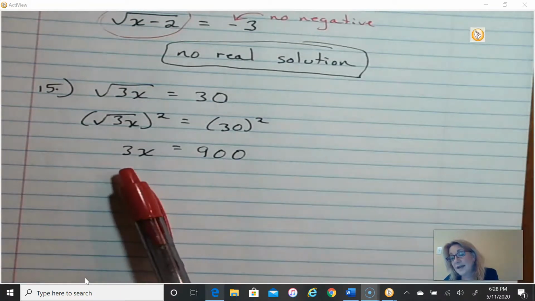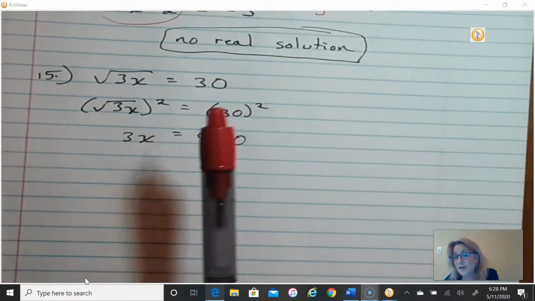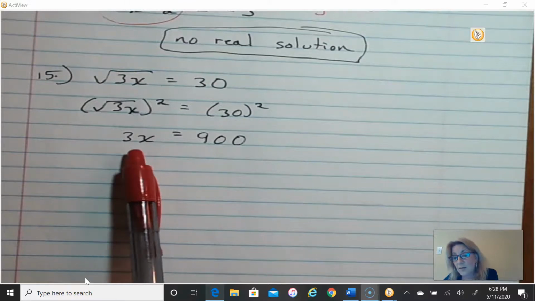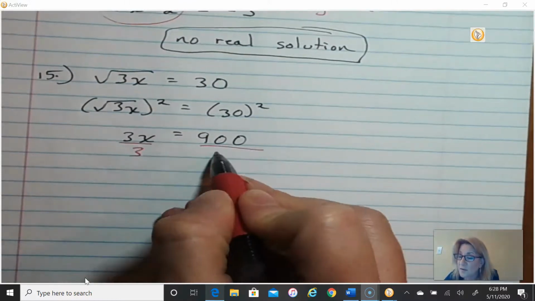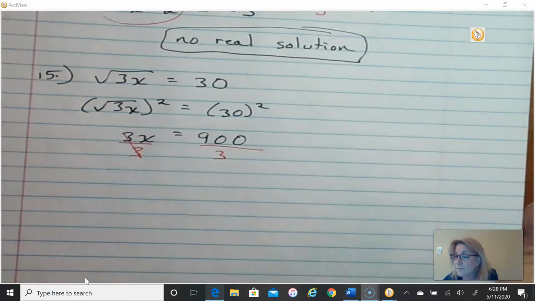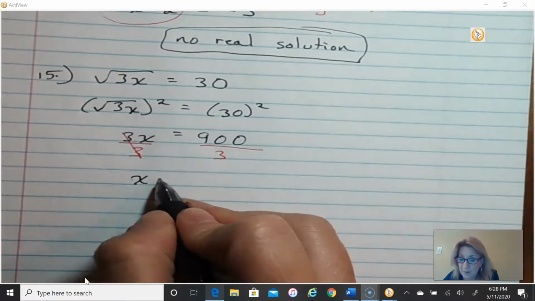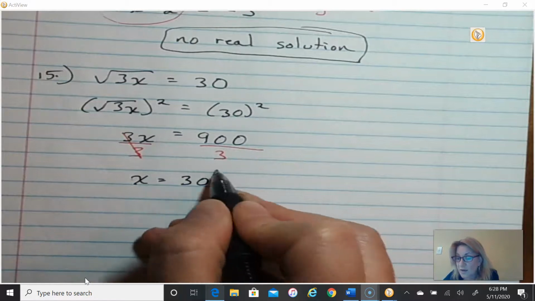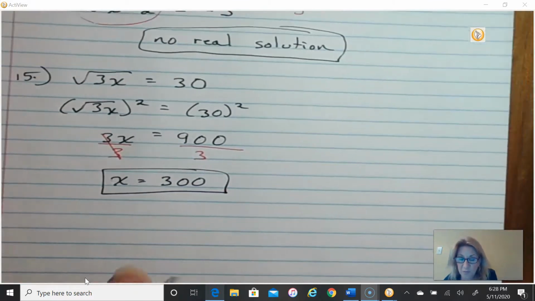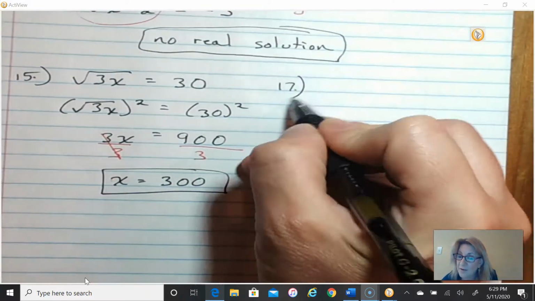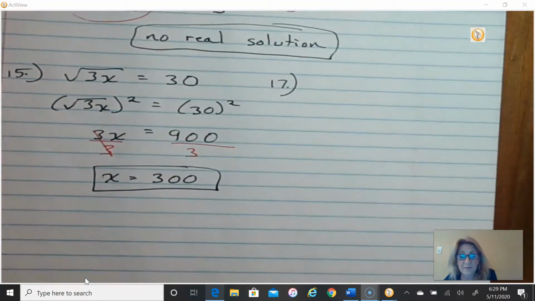Okay, I need to get that x all by itself, so I need to get rid of the 3. Since the 3 and the x are multiplying, we do the opposite, which is division. So we're going to divide both sides by 3. And I get x equals 300. There we are. Okay, last one. And I definitely want every one of you to pause this, and then work it out on your own, and then see if you get the right answer.